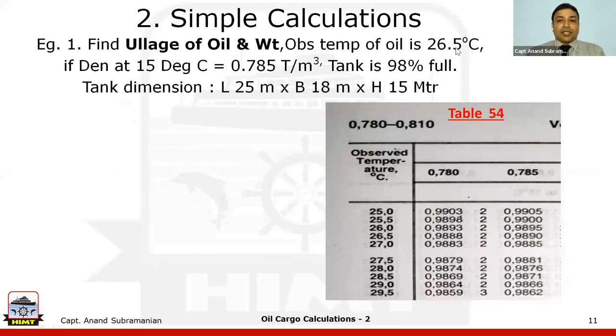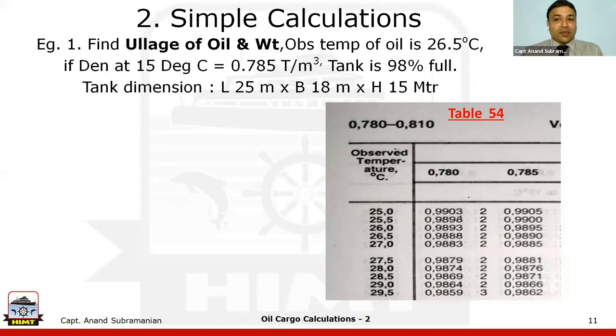The observed temperature is known to us. Density is also known to us. That means we can use this table 54. And the tank is 98% full. The tank dimensions are also given in the question. So can we find out this particular answer? Anybody? How to approach? Please unmute yourself and then speak.